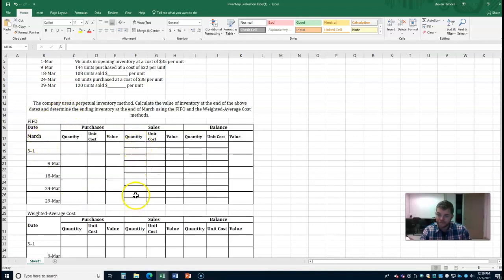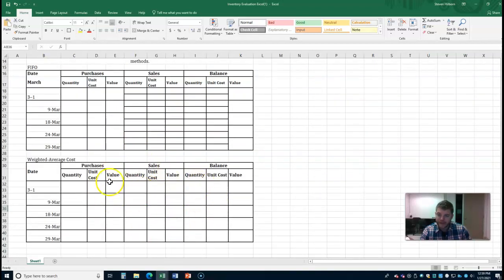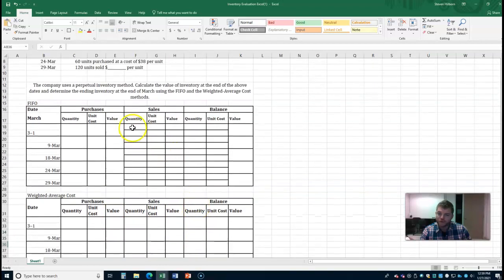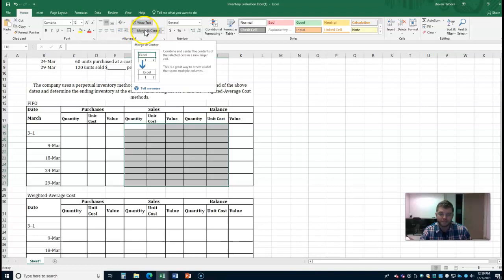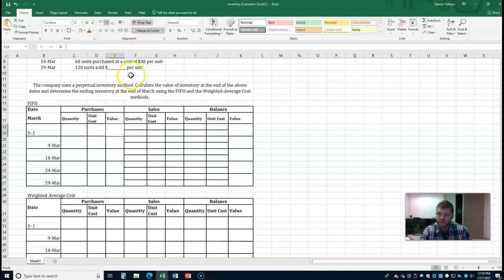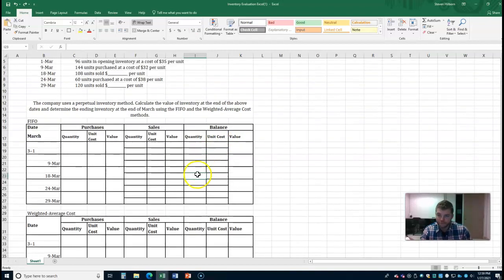So when it comes to the FIFO, most charts just look exactly like this. So what you're going to do here is highlight all of these cells right here, and hit this merge and center button. So right now they're all merged. When you unclick it, it will show you 2 different columns. So that's going to be a little bit more useful for you as we go through the FIFO method.